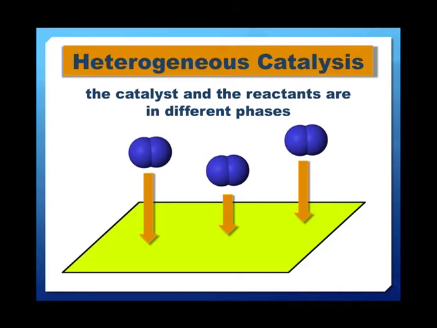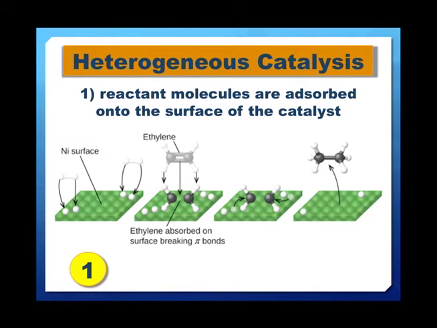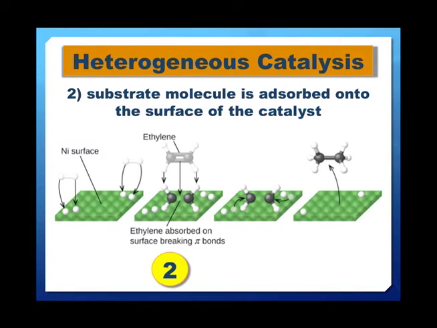Heterogeneous catalysis will typically have 4 steps. First, the reactant molecules will be adsorbed onto the surface of the catalyst. Here it is a nickel surface, and we can see molecules of hydrogen being adsorbed onto the surface. Next, we can also see the substrate molecule of ethylene being lowered down onto the nickel, where it is adsorbed as well. In doing so, the carbon-carbon pi bond is broken, and carbon-nickel bonds are formed.